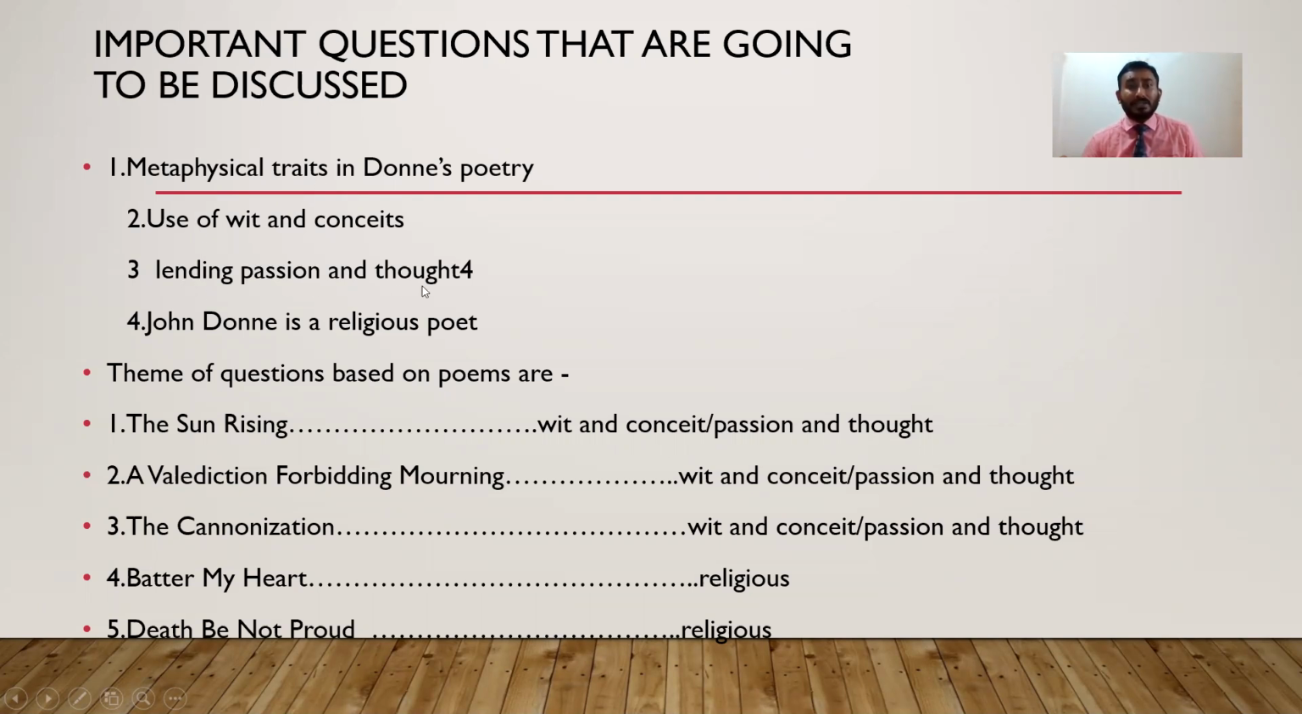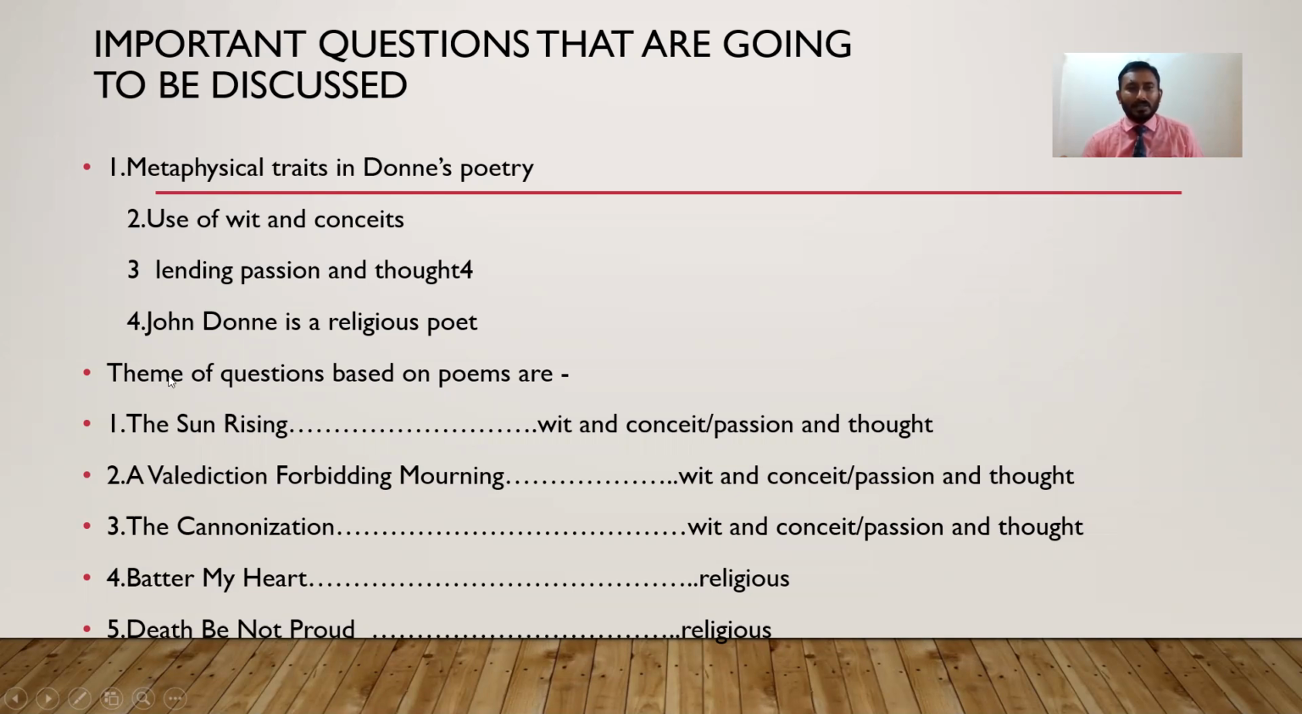The other one is blending passion and thought. Blending passion and thought means the speaker in his love poems expresses his passions using excellent thoughts, meaning using argumentative expressions. And whenever you write it, you will discuss the three love poems of John Donne, and the answer will be an excellent one. The last one is John Donne as a religious poet. The religious attitude is found in his poem. In which poem? In Batter My Heart.